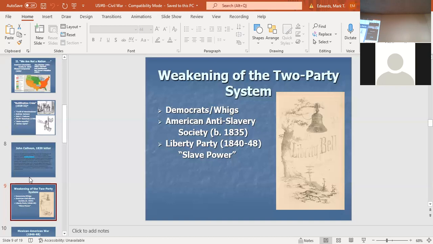Now, even after this horrific crisis of nullification, the reality is we have a national two-party system. And as long as those parties stay national, right? As long as there are Northern and Southern Whigs, as long as there are Northern and Southern Democrats, there's hope for the country to stay together. We can fight across the Mason-Dixon line. The politicians have to, at the end of the day, figure out how to compromise. Something that is happening during these years, and it's ultimately the slavery question, is bringing about the weakening of the two-party system.